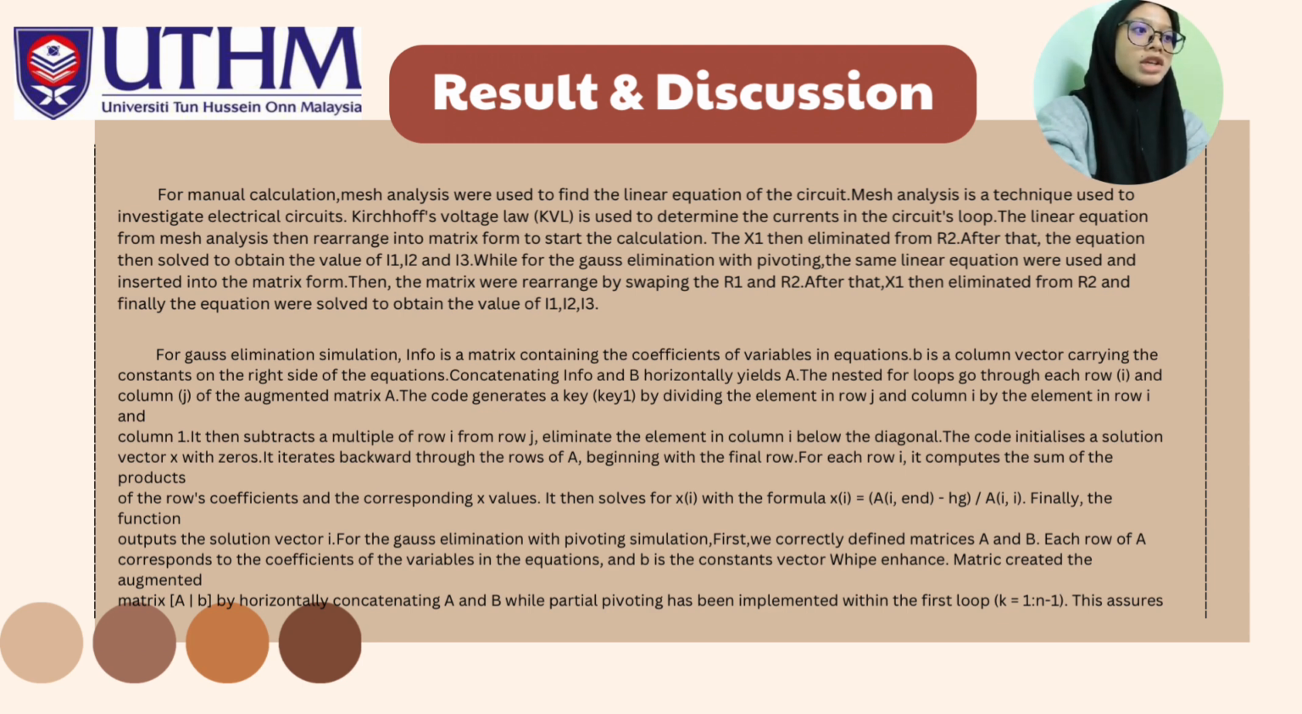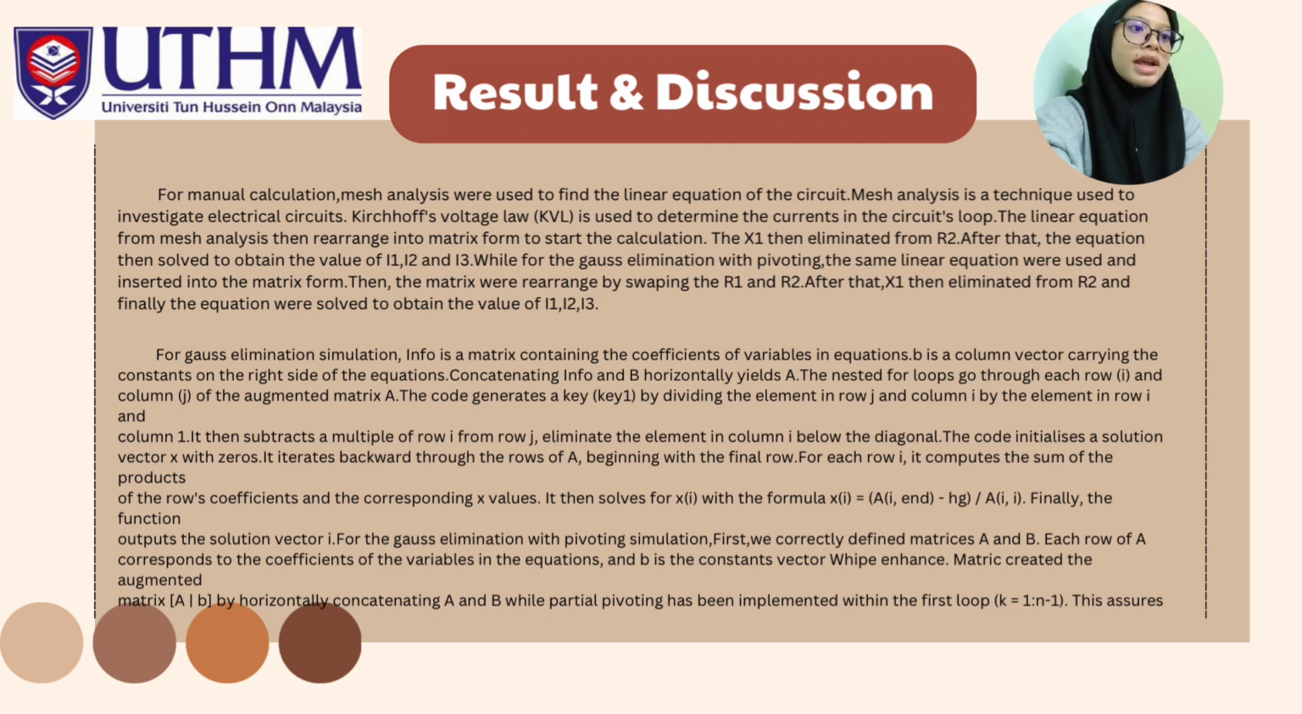For the Gauss elimination with pivoting simulation, first we define matrices A and B. Each row of A corresponds to the coefficients of the variables in the equations, and B is the constant vector. The code creates the augmented matrix [A, B] by horizontally concatenating A and B, while partial pivoting has been implemented within the first loop, k equals 1 to n minus 1.